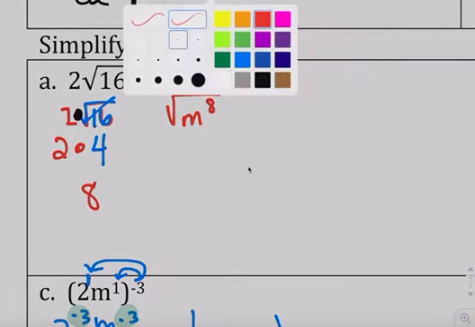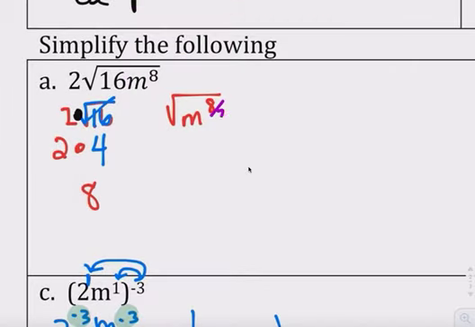And this one, remember, you divide this by 2, right? So you get m to the 4th. Is there anything remaining inside there? No, so there's nothing remaining, so that's our answer only. Okay?